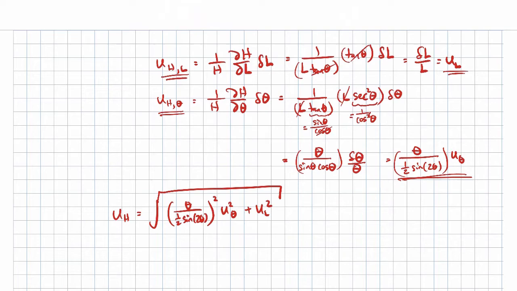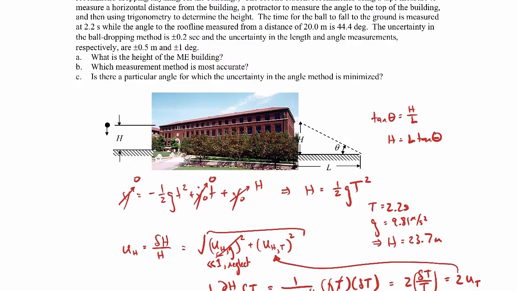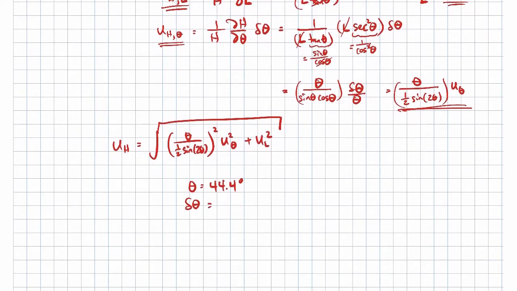So that is now our relative uncertainty in the height measurement. Well, we can now plug in the numbers that we're given. So we're told that theta was 44.4 degrees. We're told delta theta was, go back up to the problem statement. So the absolute uncertainty in the angle measurement was plus or minus 1 degree. While we're here, the absolute uncertainty in the length measurement was 0.5. So I have to remember both of those. So 1 degree, L was 20 meters, and delta L was 0.5 meters.